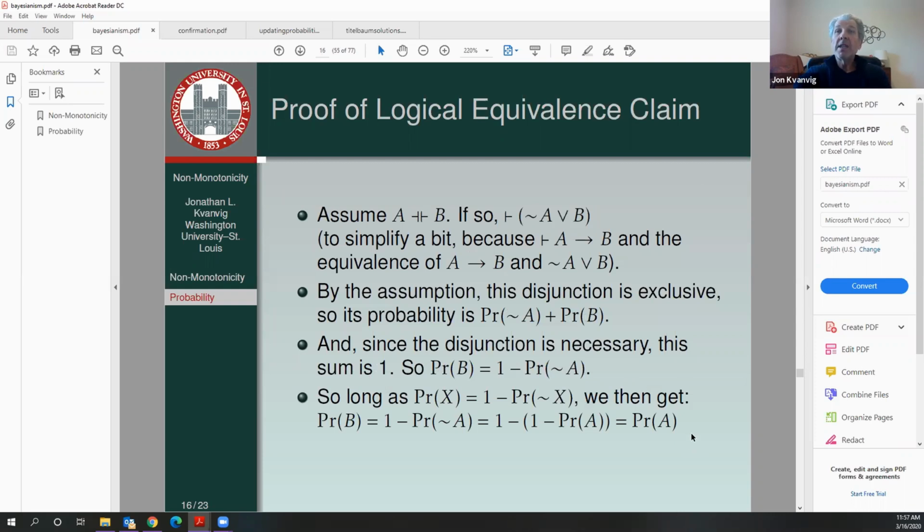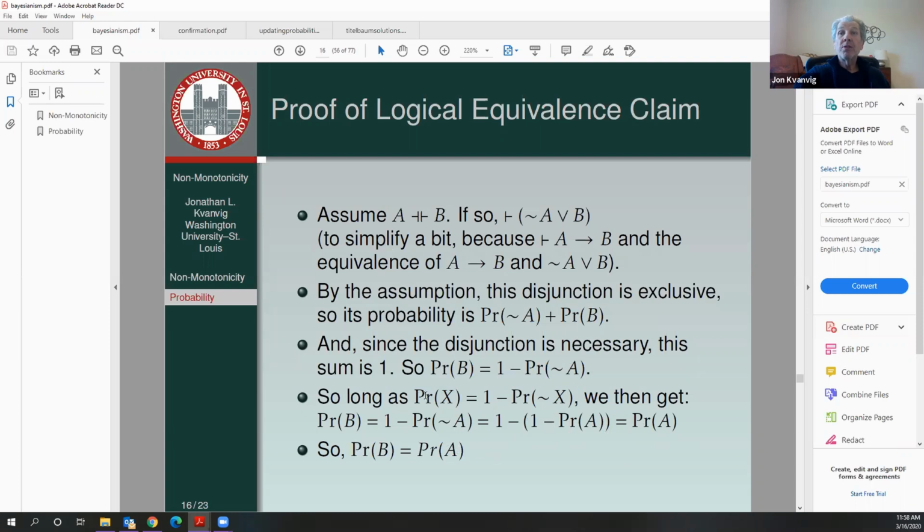Now, so long as the probability of X is the same thing as 1 minus the probability of not X, we then get the probability of B is 1 minus the probability of not A, which is the same thing as 1 minus 1 minus the probability of A. That's assuming what's called the negation rule. We replace the probability of not A with 1 minus the probability of A. And 1 minus 1 minus the probability of A just is the probability of A. So we simplify to the probability of B just is the probability of A. We assumed logical equivalence and we derived same probability. That's the logical equivalence claim.